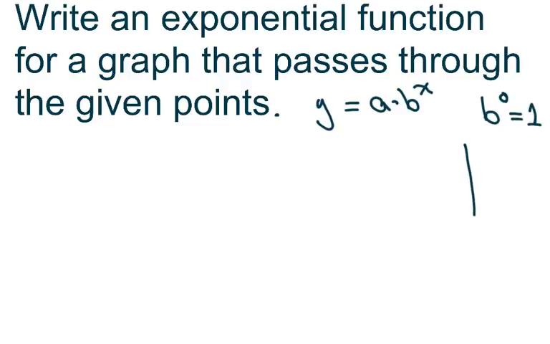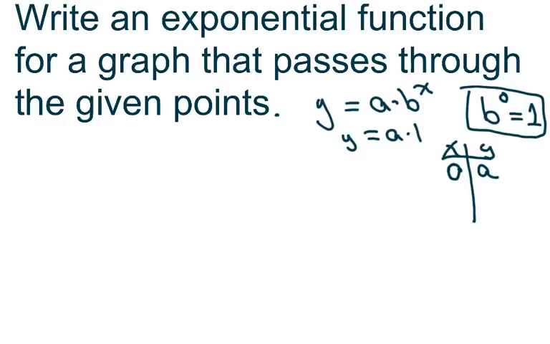So if I'm doing a table of values and I want to know what the y-intercept is, I let x be 0. If I let x be 0, that means my y-intercept is going to be a, because you're going to have y equals a times 1. That's the key point to remember, and the rest is substitution. So the 4 problems I'm going to do are basic ones.